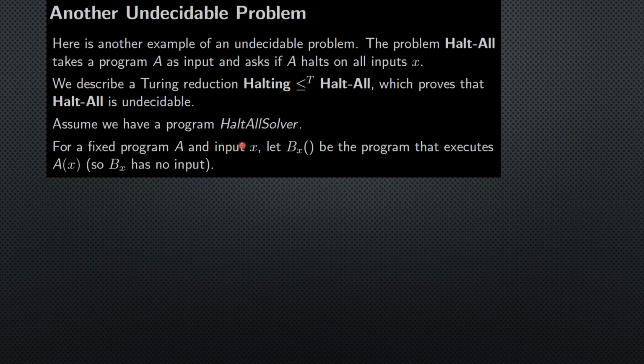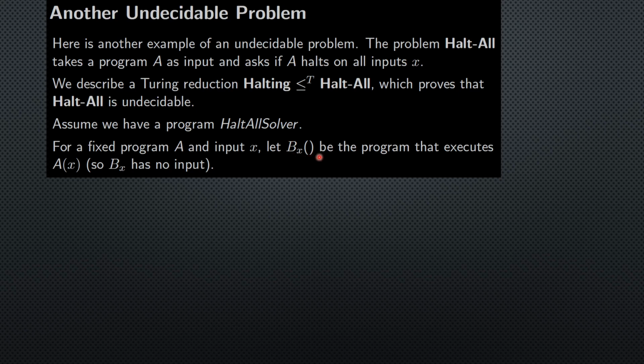We can't pass that X to our halt-all solver. It only takes a program A as input. So how are we going to feed our input X to the halt-all solver? Well, we have to transform our input somehow. And the way we're going to do this is with a technique from functional programming called currying, where we're going to construct a new program, BX, that takes no arguments.